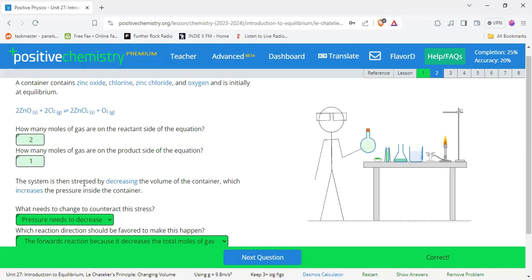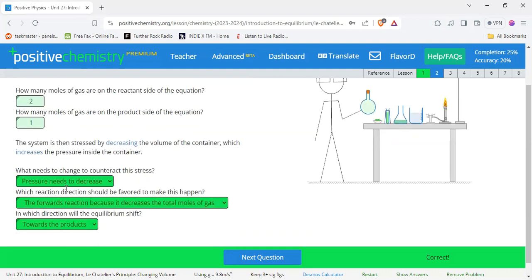Then you stress the system that was already at equilibrium by decreasing the volume of the container. Well, which one fits into a smaller size better? The side with fewer molecules. And that is the products. The pressure needs to decrease to accommodate the decreasing volume that it can fit. That means everything needs to go forward because it decreases the total moles of gas, because we get 1 while burning up 2, and that shifts everything toward the products.